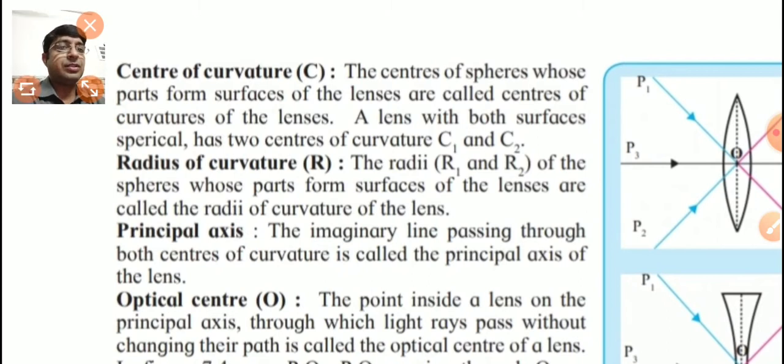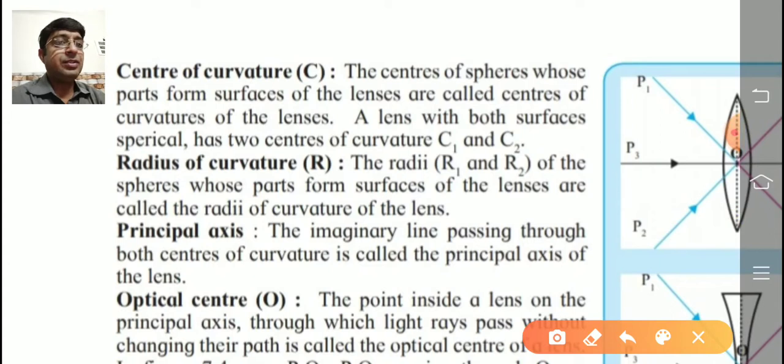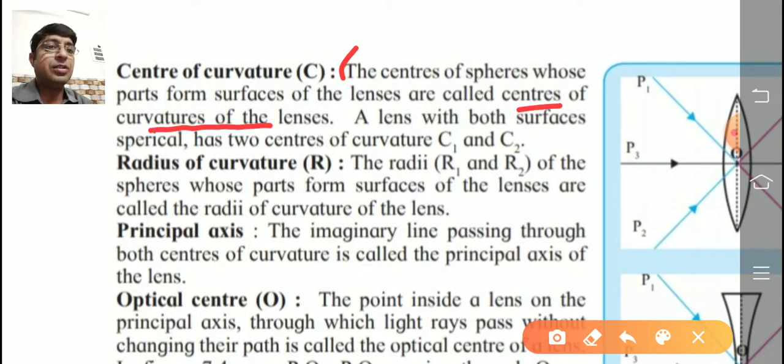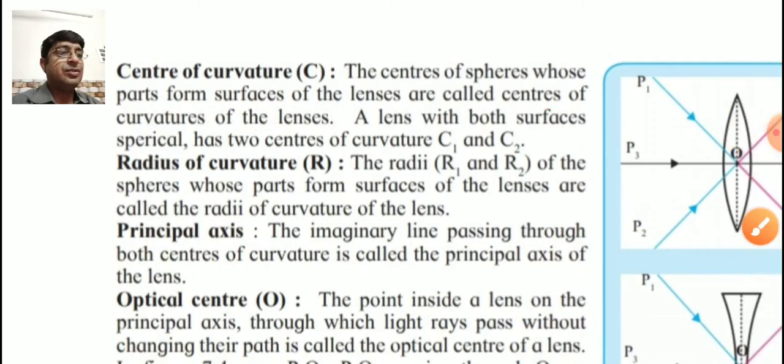Center of curvature, indicated as capital C. Definition: the centers of the spheres whose parts form the surfaces of the lenses are called centers of curvature of the lenses. A lens with both surfaces spherical has two centers of curvature, C1 and C2. Check here.